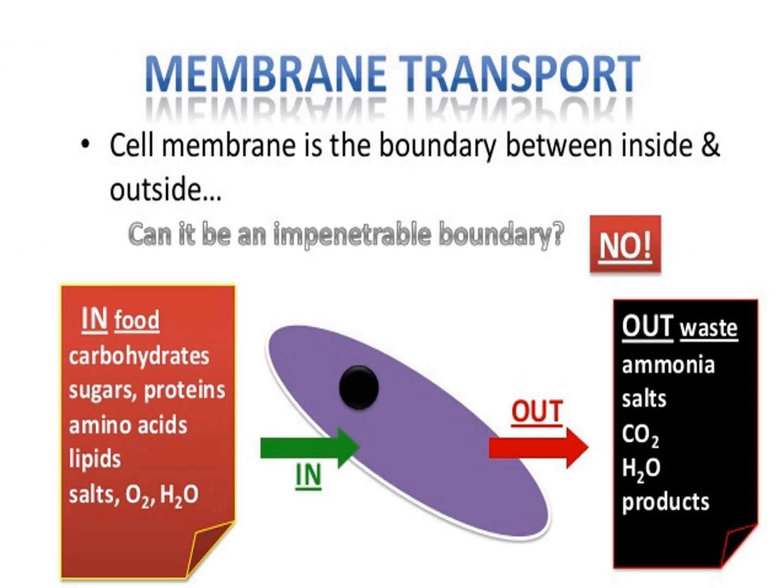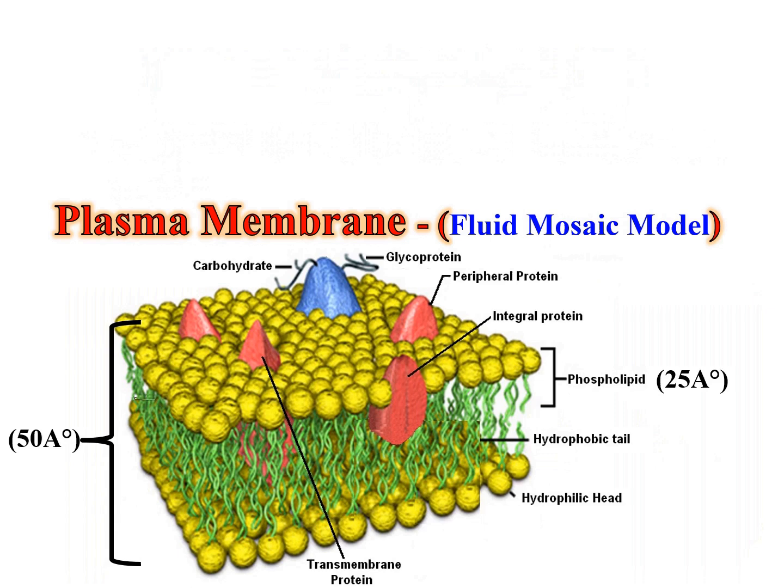So first, the membrane is a boundary between the inside and outside of the organism. So it can be an impenetrable boundary. Whatever food we are taking inside, carbohydrate, protein, lipids, amino acids, etc., as well as waste products, ammonia, salts, carbon dioxide, water, they have to exit. So in and out takes place with the help of the plasma membrane.